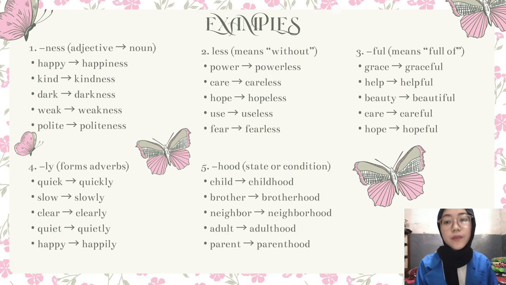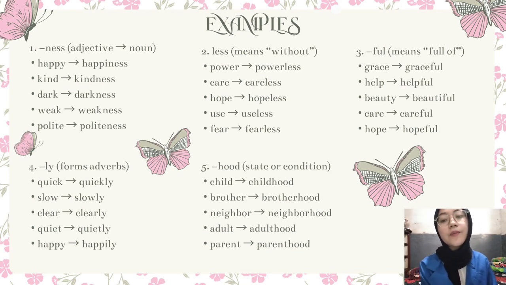This is the example. Number 1 is -ness. This is adjective becomes noun. Happy becomes happiness, kind becomes kindness, dark becomes darkness, weak becomes weakness, polite becomes politeness. Number 2, -less, means without. Power becomes powerless, care becomes careless, hope becomes hopeless, use becomes useless, fear becomes fearless. And number 3 is -ful, means full of. Grace, graceful, help, helpful, beauty, beautiful, care, careful, hope, hopeful.